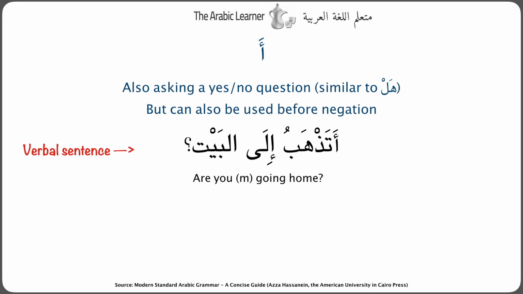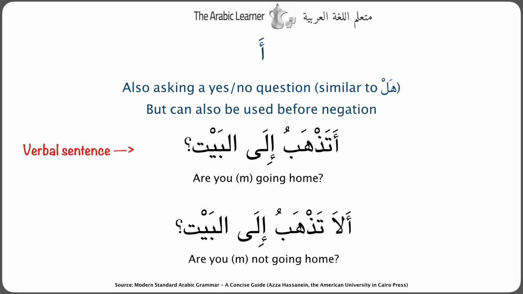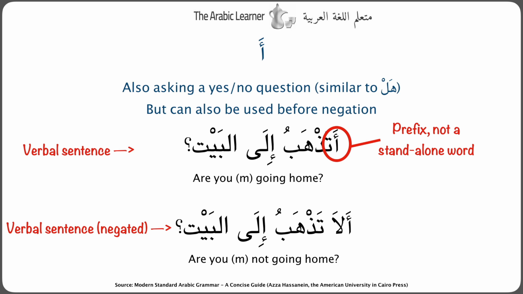أتذهب إلى البيت؟ Here we have a verbal sentence, and you can see that it's simply added at the beginning before the verb تذهب. So it becomes أتذهب. And here is an example of it being used with a negative sentence. ألا تذهب إلى البيت؟ You'll notice that in this case then, the a comes before the la. So this also comes at the beginning of the sentence, but it's a prefix, not a standalone word.